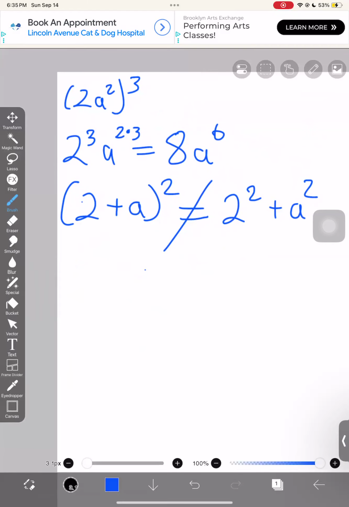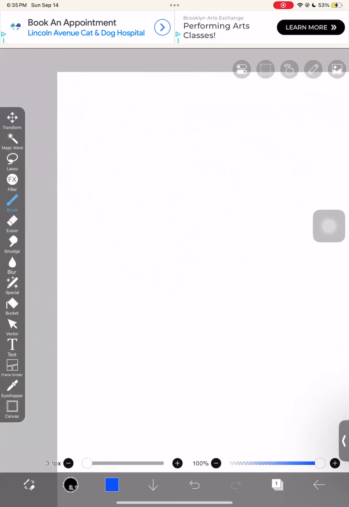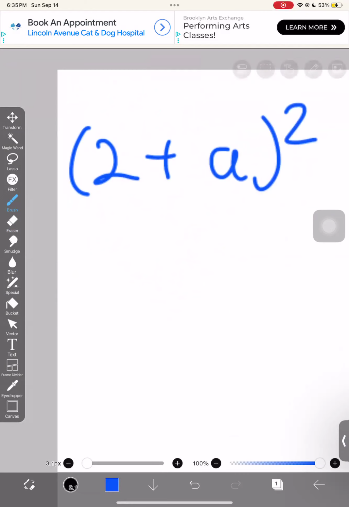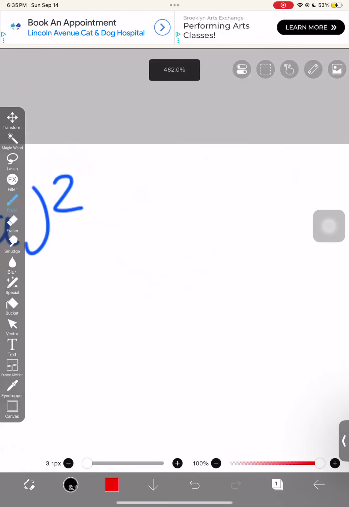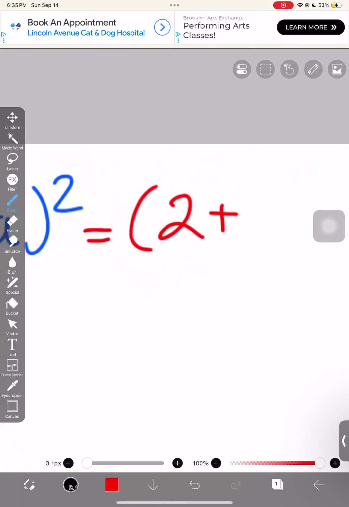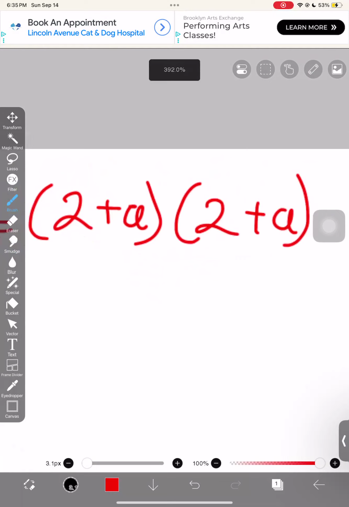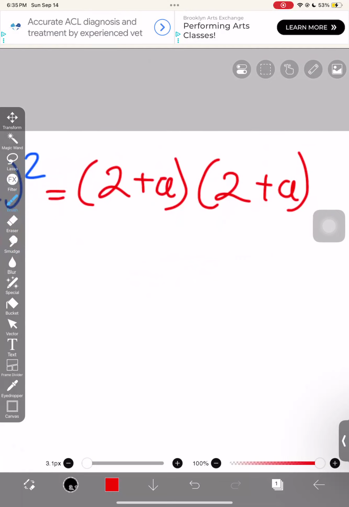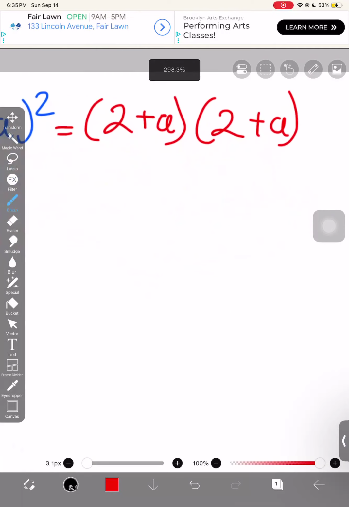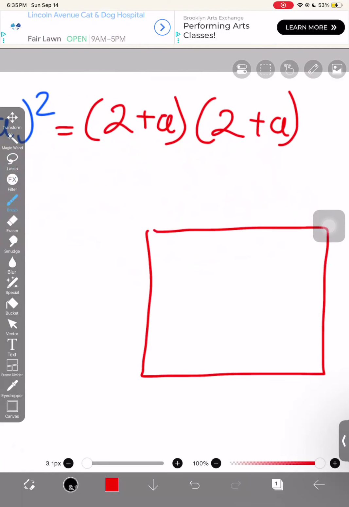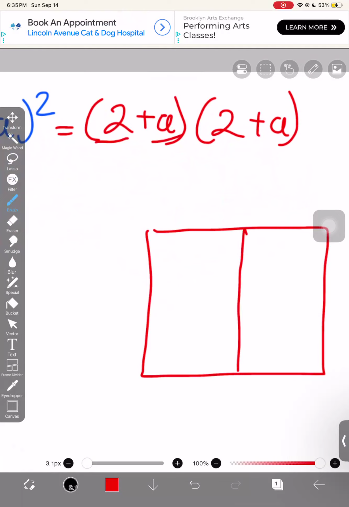What you would do for this portion, because it's separated by an operator, so let me just write it here. So 2 plus a to the power of 2, because it has a plus sign in between them. What this really means is we're doing 2 plus a times 2 plus a. And that gives us something like we see when we multiply binomials. In order to do this, create a box. How many terms are here? 1, 2. And how many terms are here? 1, 2.